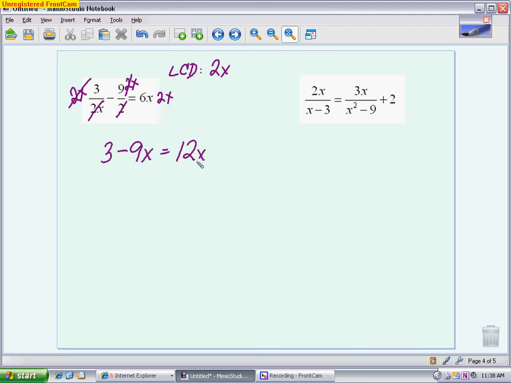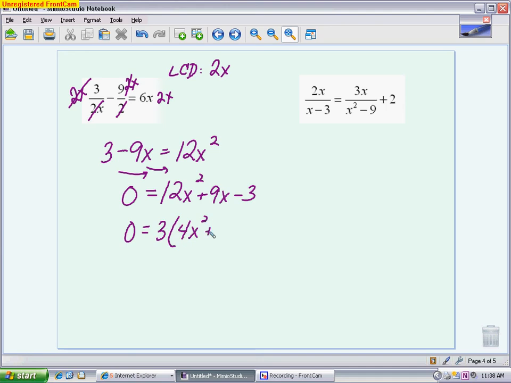We get 12x squared. I'm going to get everything on one side. Again, I'm going to go to the right because I like my first term to be positive. Makes it easier to factor. I'm going to add 9x and then subtract 3 so I get these terms to come over. I'm going to factor out a 3, giving me 4x squared plus 3x minus 1.